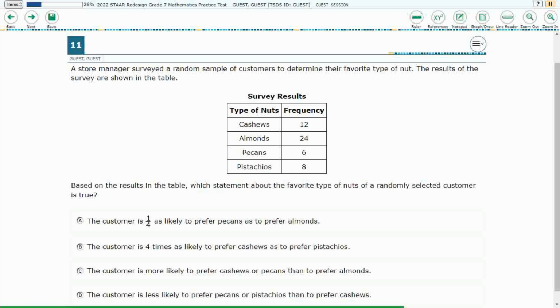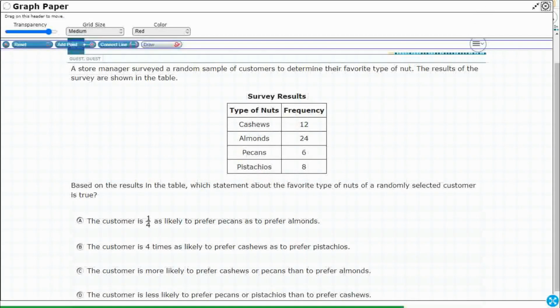So a store manager is randomly surveying customers, and we've got some favorite types of nuts here. So let's open up a graph draw feature, and let's just see what we've got. Let's see if we can turn these statements into actual equations for us. So A, the customer is 1/4 as likely to prefer pecans as almonds. Okay, so we kind of have to work this backwards.